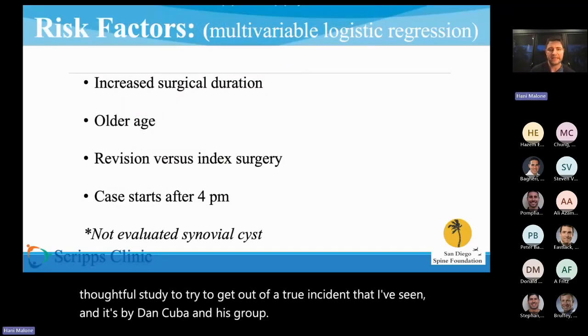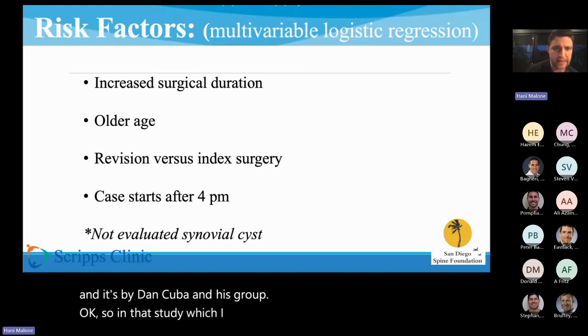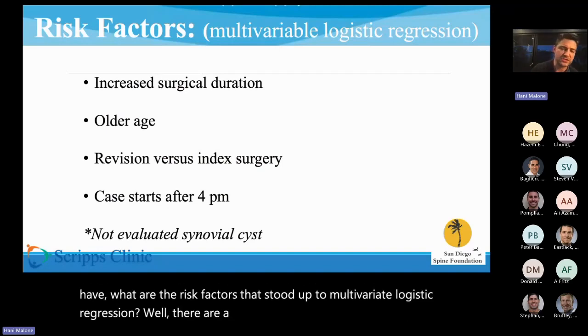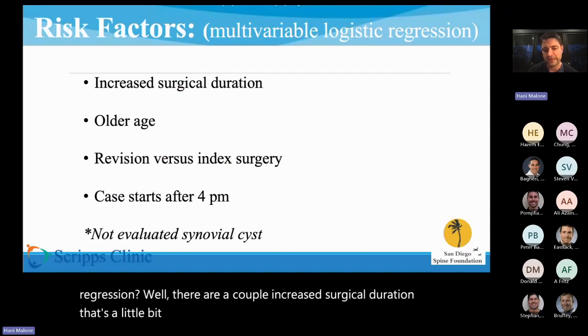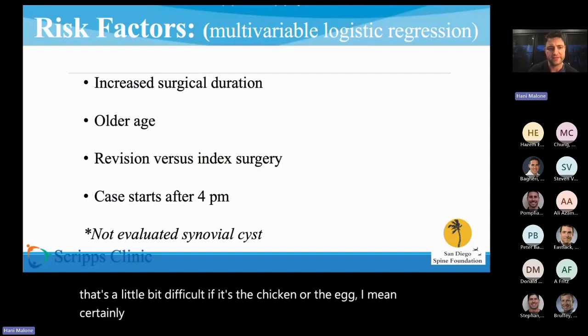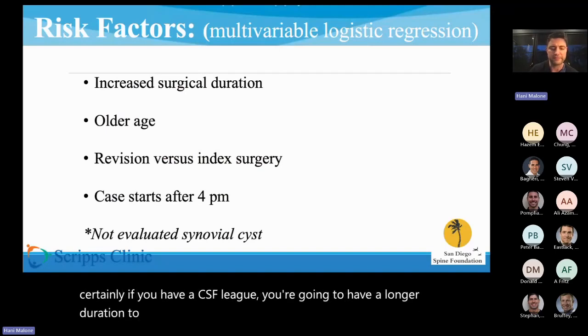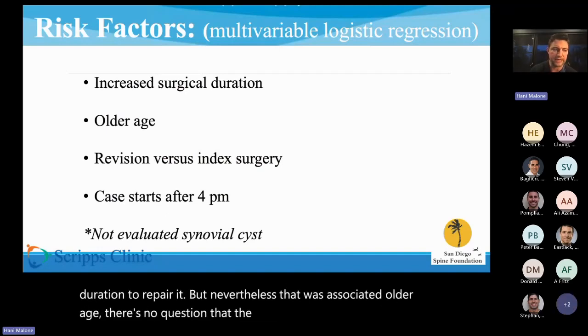Okay, so in that study, which I think is probably the best one we have, what are the risk factors that stood up to multivariate logistic regression? Well, there are a couple. Increased surgical duration, that's a little bit difficult, it's the chicken or the egg. Certainly if you have a CSF leak, you're going to have a longer duration to repair it, but nevertheless, that was associated. Older age, there's no question that the dura changes as we age.